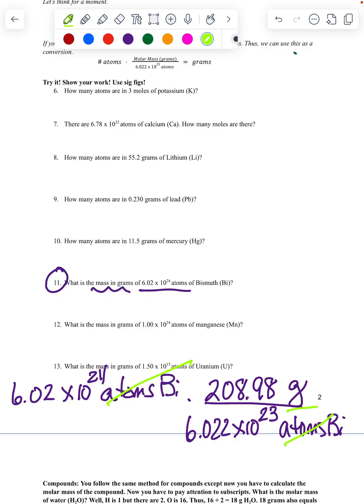That's awesome. Now, the math is a little bit ugly here. You're going to do this times this, and I'm going to do it on my calculator so I don't go too terribly fast. 6.02 EE24, believe it or not, that's a 4, times 208.98, press equals, press divide, 6.022 EE 23rd equals, and you get 2089.105 yada yada yada, right? Grams.